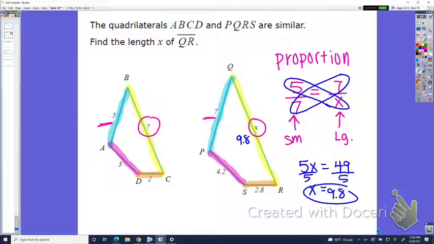I could have also used 7 over x for the 1 ratio and 3 over 4.2 if you really wanted to. And if you cross products those, 7 times 4.2 is 29.4. Divided by 3, I still get 9.8 that way as well. So you don't have to use all the sides, but you need at least 4 corresponding side lengths.